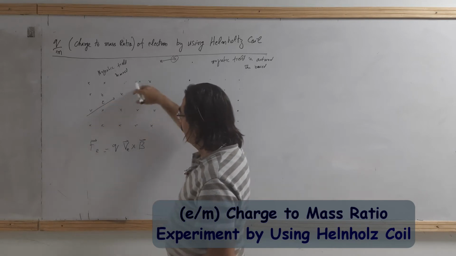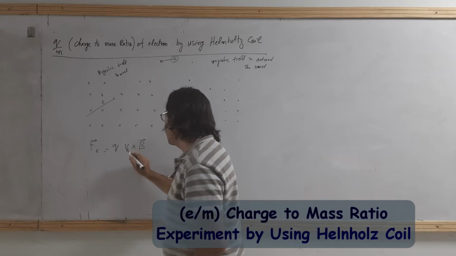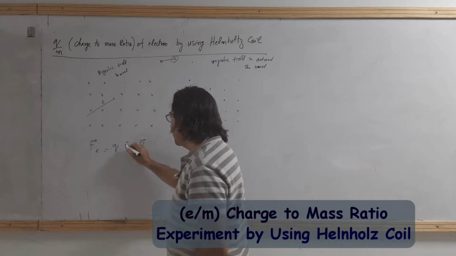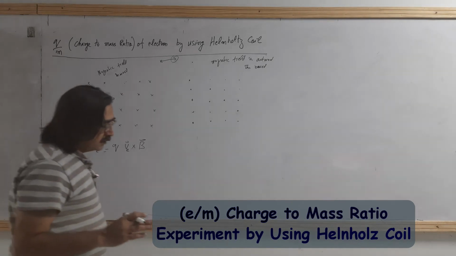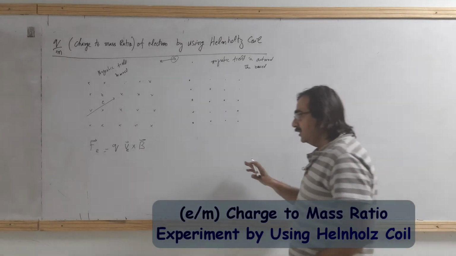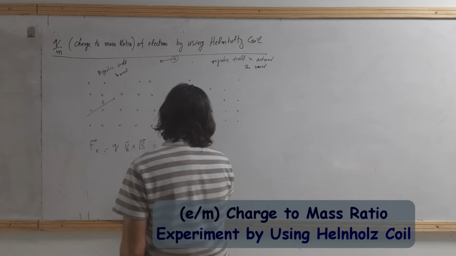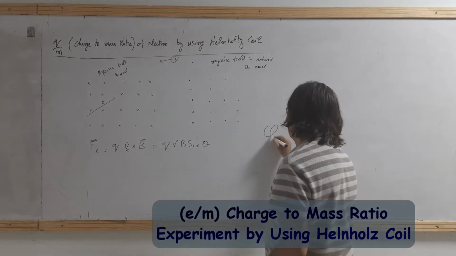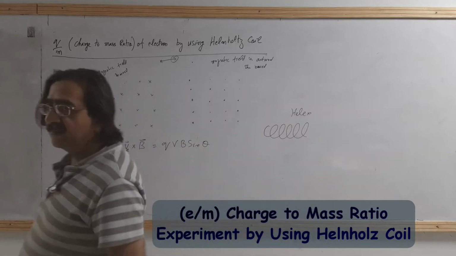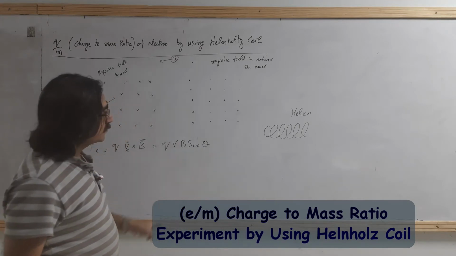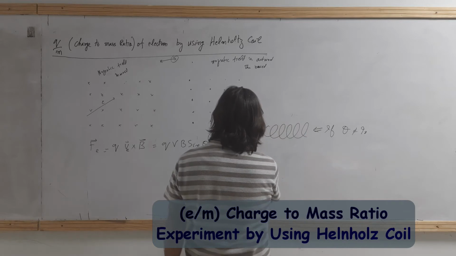When a charge or electron passes through the magnetic field with the velocity VE, where V is the velocity of the electron, then it will experience this force. In classical mechanics we have proved that if there is an angle, then this force will involve B sine theta. If there is an angle, the path of the electron will be a curve like a coil, a helix. If theta is not equal to 90, then this will make a helix coil, the shape of a spring.